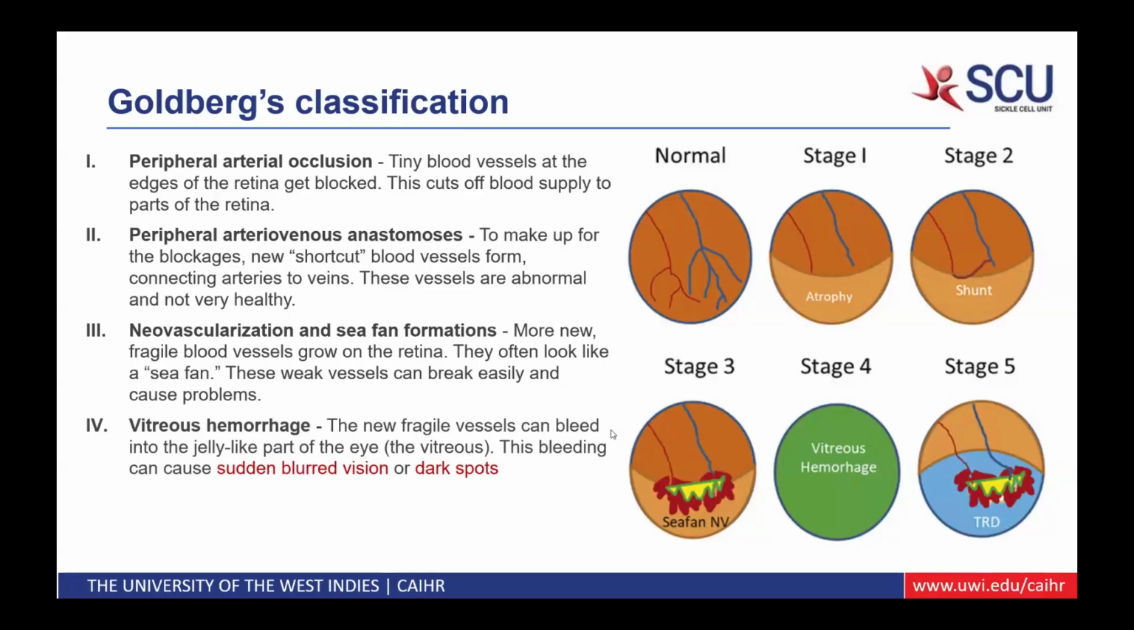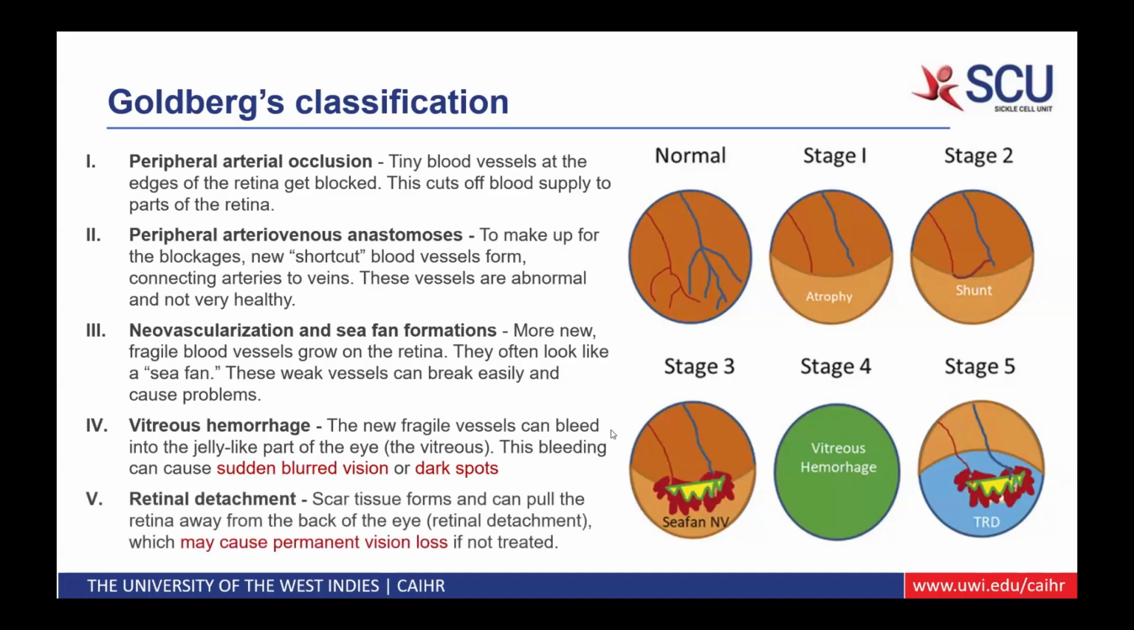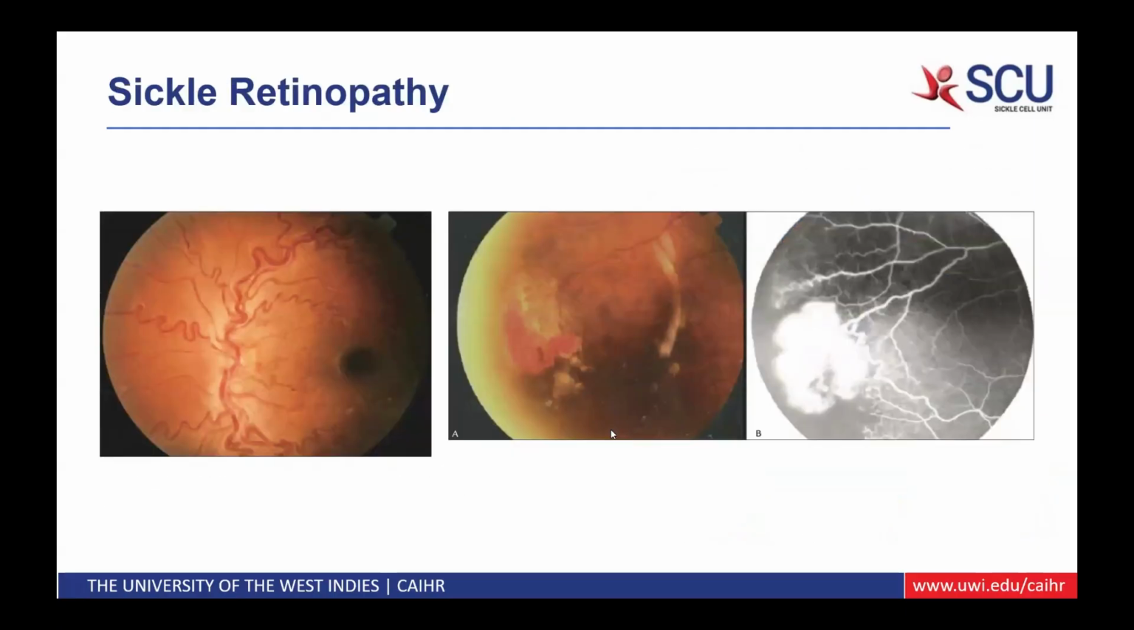So one of the first problems that it can cause is that they can break away and they can bleed into the back of the eye. And that can cause sudden blurred vision or dark spots. And additionally, you can have at later stages, scar tissue can form and it can pull the retina away from the back of the eye, which is basically a retinal detachment, and that can lead to permanent vision loss.